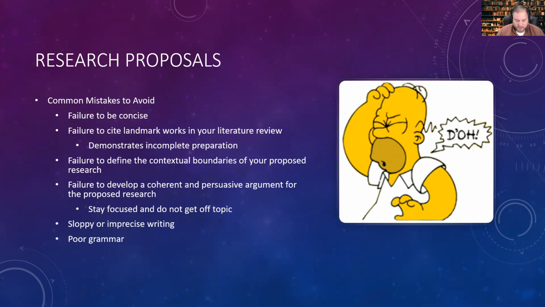Failing to define the contextual boundaries of your proposed research. If you do not define the boundaries, you show that you may not be aware of the scope of your research. Failing to develop a coherent and persuasive argument for the proposed research. You should stay focused and not go off topic. Sloppy or imprecise writing and poor grammar can also convince a reviewer that you are not capable of conducting this research.